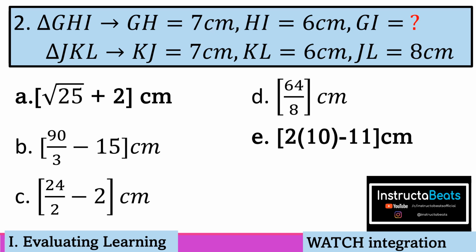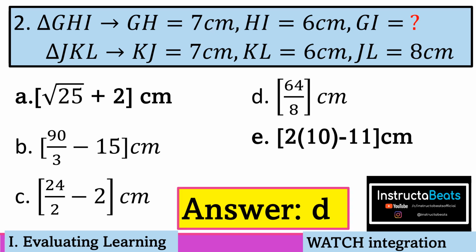Time is up. So, the missing measurement here is the measurement for side GI. And side GI corresponds to side JL. And JL measures 8 cm. Expected na dapat si side GI ay meron ding 8 cm na measure. So, alin kaya dyan ang sagot? Okay, so we have letter D. Bakit letter D? 64 divided by 8. So, we have 8 centimeters. Okay? Next number.